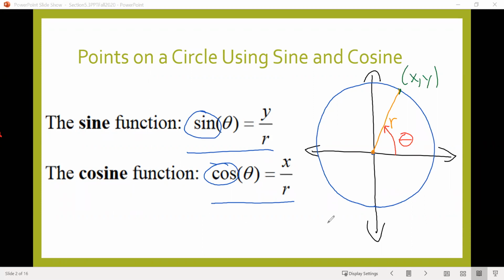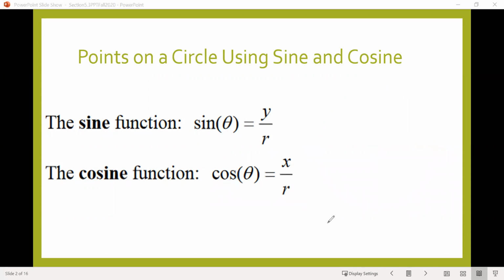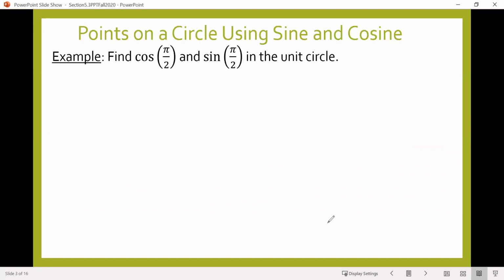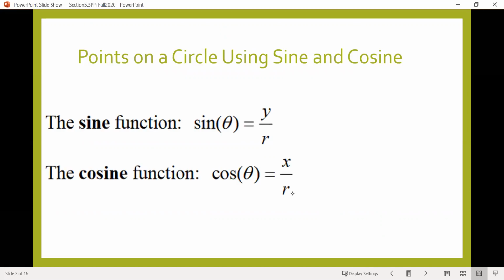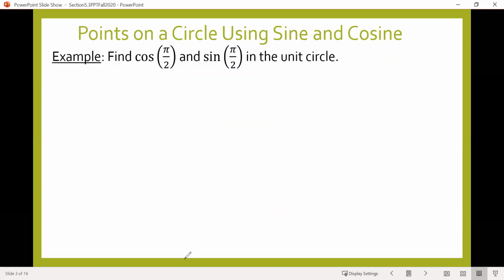Okay, so using these ideas, and in particular these formulas here for sine and cosine, let's do some problems. So we're asked here, using that information, to find the cosine of pi over 2 and the sine of pi over 2 in what's called the unit circle. Now notice in this case, the angle pi over 2 is in the place of theta, so that's our theta. So what we're really trying to find is cosine of theta and sine of theta when that particular value for theta is pi over 2.